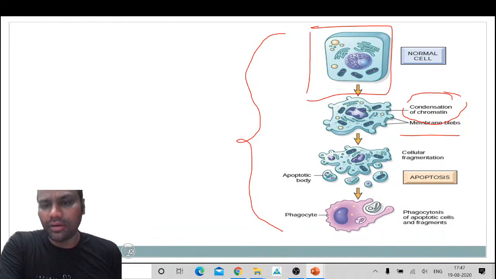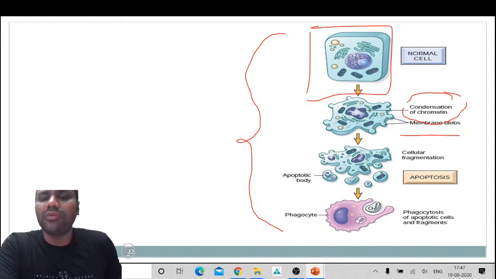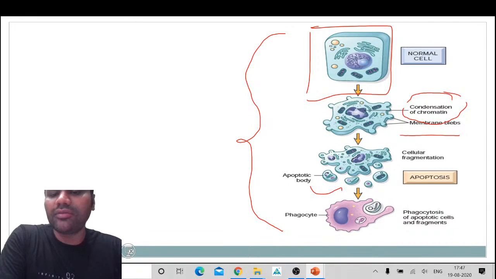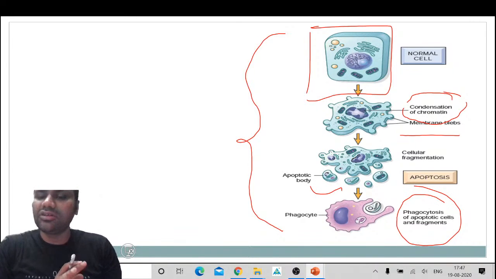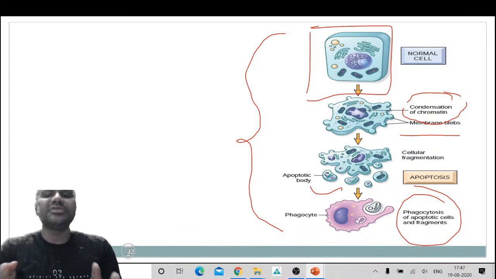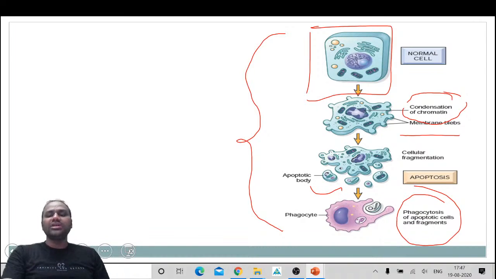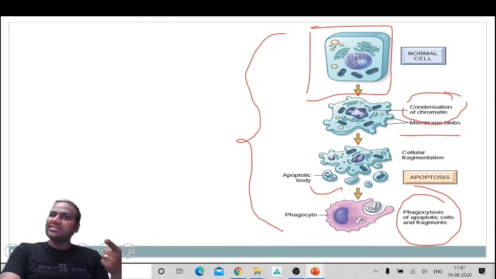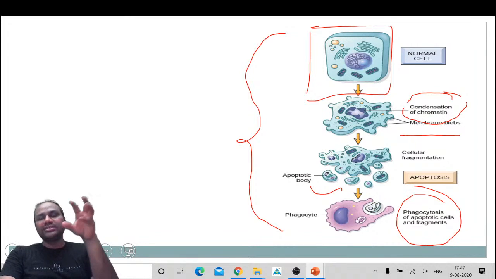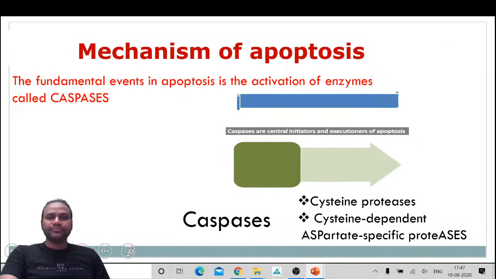Those blebs will start forming apoptotic bodies, and those apoptotic bodies will later be engulfed, because of the eat-me signals presented by the apoptotic bodies, and those signals will result in phagocytosis. So apoptotic bodies undergo phagocytosis, whereas necrotic cells undergo lysis or are digested by enzymes. Now let's come to the very important topic: how apoptosis occurs.